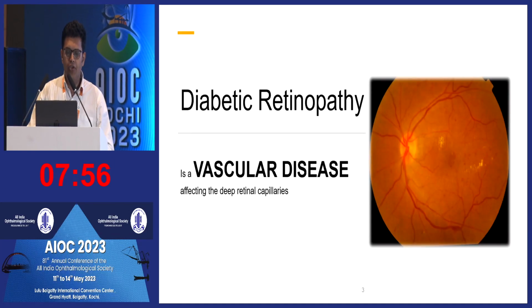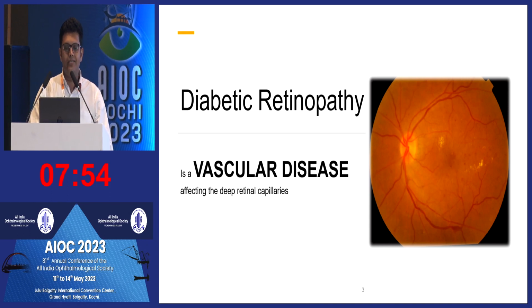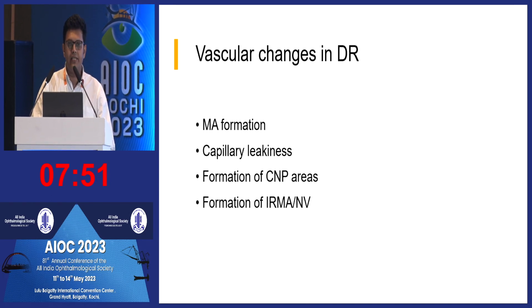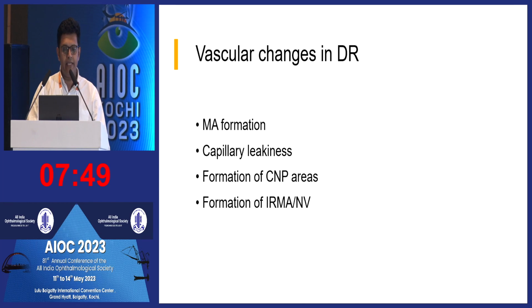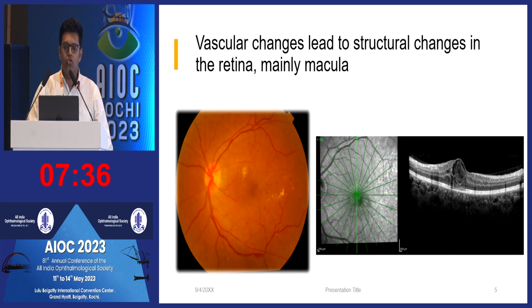So we all know that diabetic retinopathy is a vascular disease affecting the deep retinal capillaries. And when we look at the vascular changes which we see in diabetic retinopathy, it ranges from the earliest sign of microaneurysm formation to capillary leakage, and then formation of the non-perfusion areas, and eventually and finally leading to IRMA and neovascularization. So these vascular changes which you see on the clinical examination actually lead to structural changes in the retina, and that is what we try to figure out on the OCT. And these structural changes are mainly in the macular area.